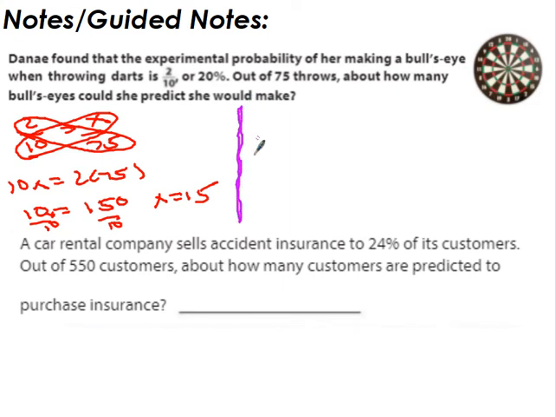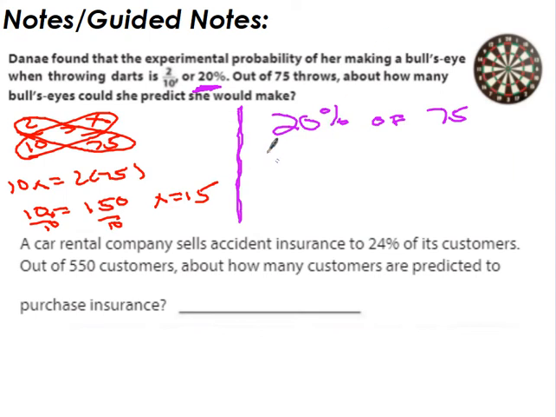So another way I can do it, I know by experimental probability she gets it 20% of the time. Well, that means 20% of her throws hit a bullseye. I need to just know then what's 20% of 75. That's really all I'm trying to figure out. Because if she's doing a total of 75 throws, 20% of that by experimental probability would tell me how many times she's going to hit the bullseye.